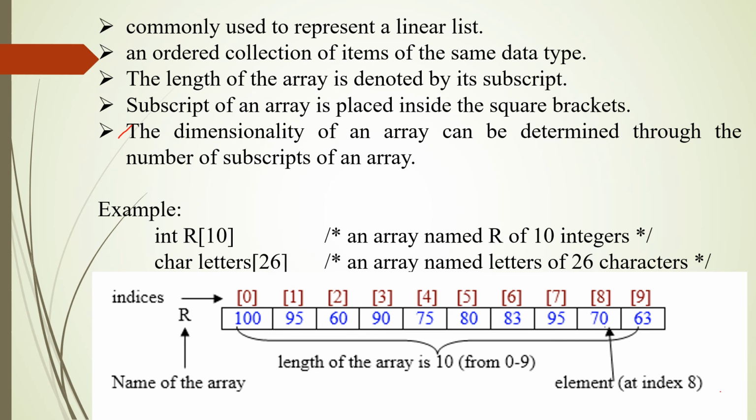As an example, here we have two arrays named R and letters. R has a size of 10. Remember that the length of the array is denoted by its subscript. We have only one subscript and the length is 10. So, ibig sabihin, for our array R, at most, it would contain 10 elements, and each element is of type integer.